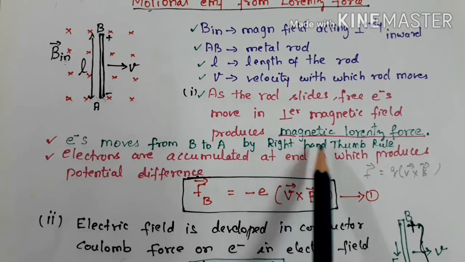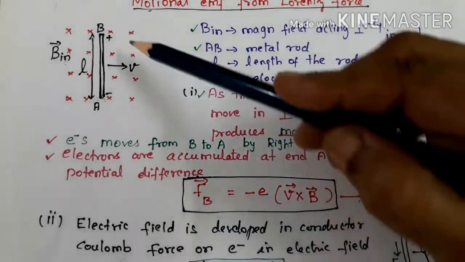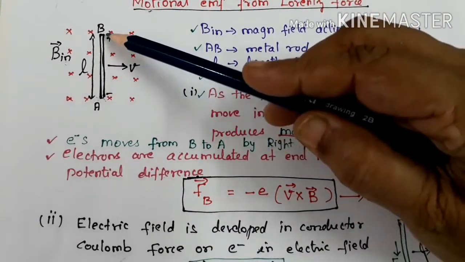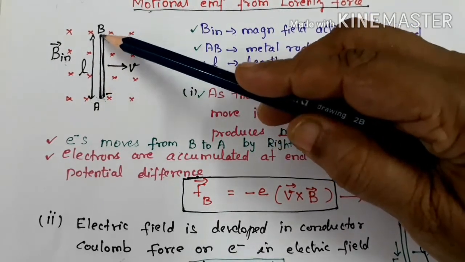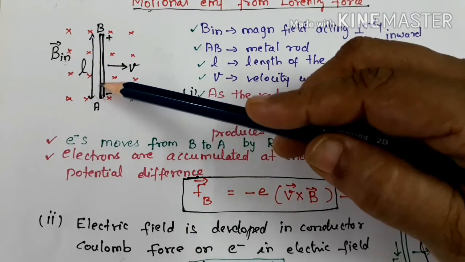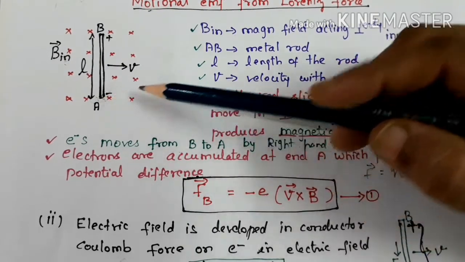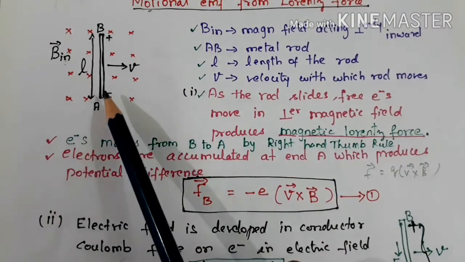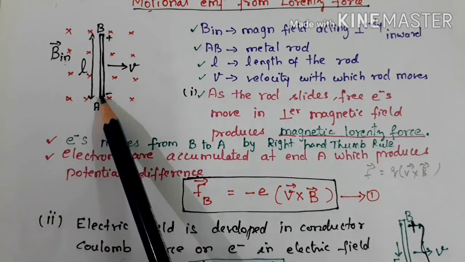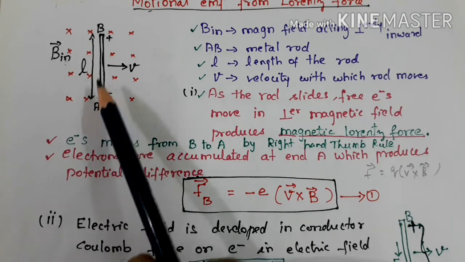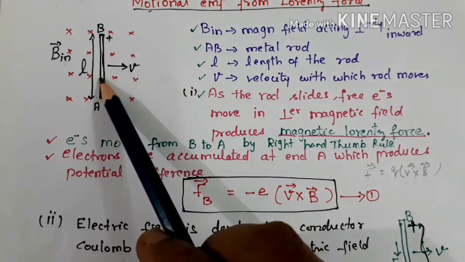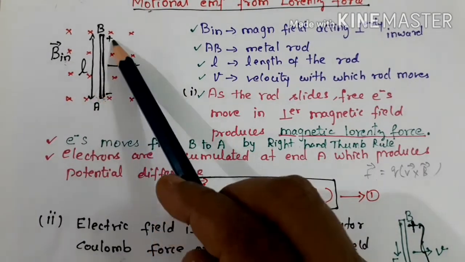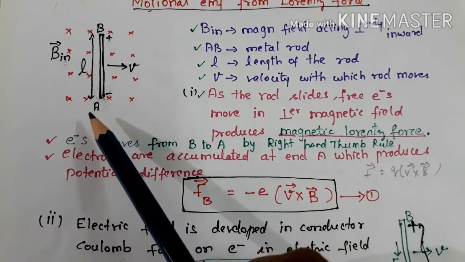If you apply the right hand thumb rule, you can say that the magnetic Lorentz force acts from B to A. That is the reason the electrons will be drifted from the end B to the end A. Electrons move from B to A and are accumulated at this end A because of the magnetic Lorentz force. As the electrons are accumulated at the end A, it gives rise to a potential difference. Due to Lorentz force, more charge is accumulated here compared to the other end, so there will be electrical pressure between these two ends, which gives rise to the potential difference.